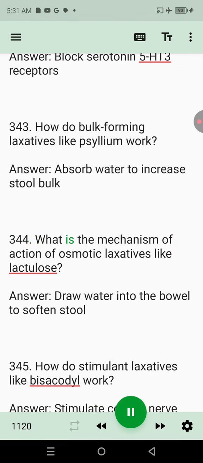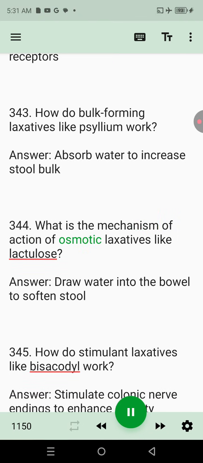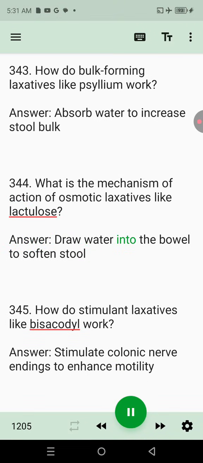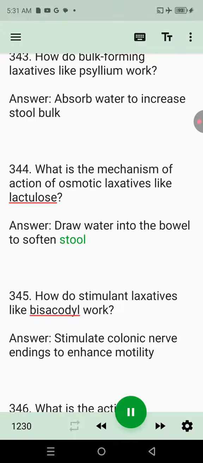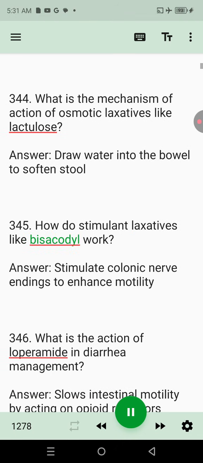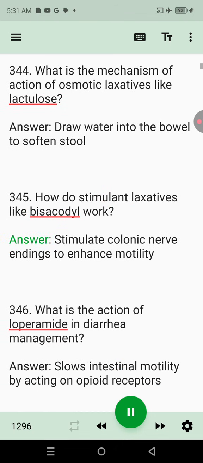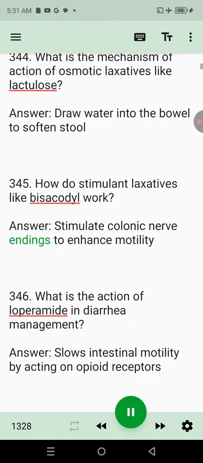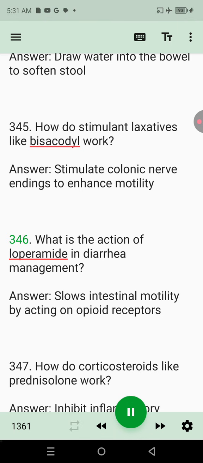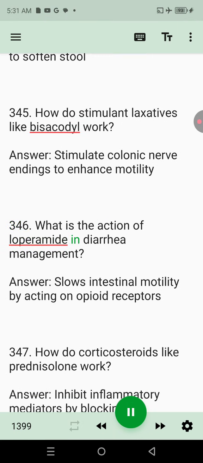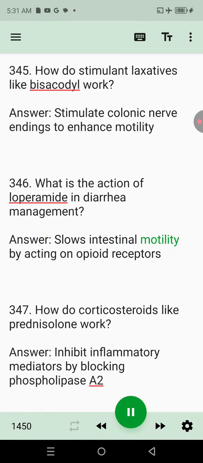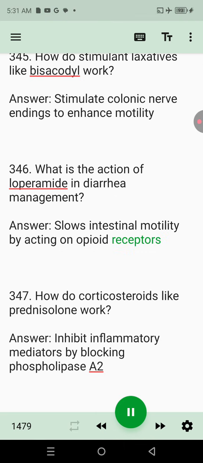344. What is the mechanism of action of osmotic laxatives like lactulose? Answer: draw water into the bowel to soften stool. 345. How do stimulant laxatives like bisacodyl work? Answer: stimulate colonic nerve endings to enhance motility. 346. What is the action of loperamide in diarrhea management? Answer: slows intestinal motility by acting on opioid receptors.